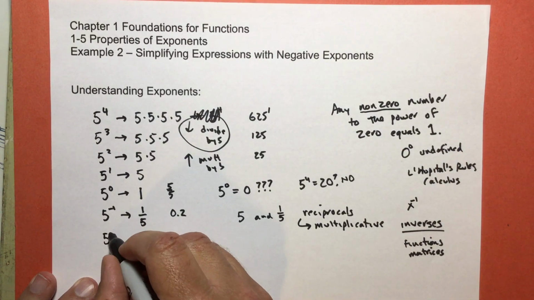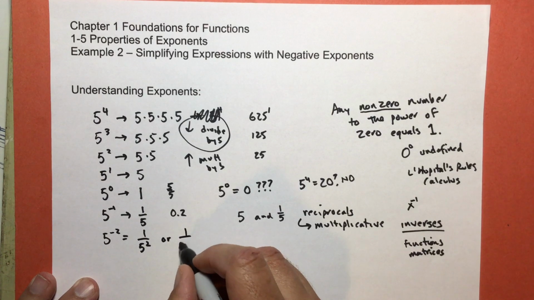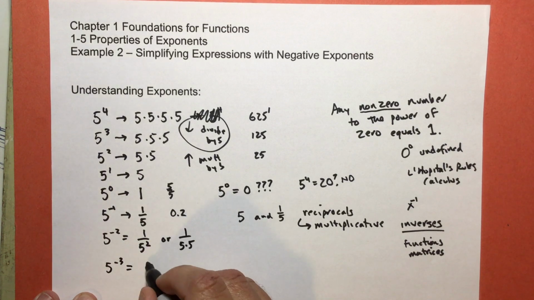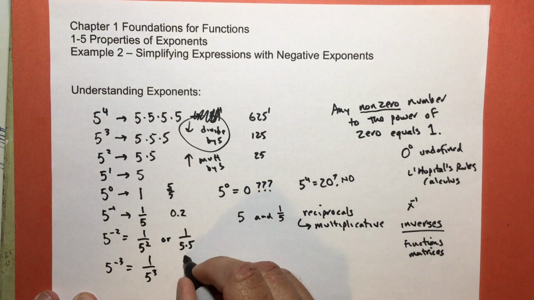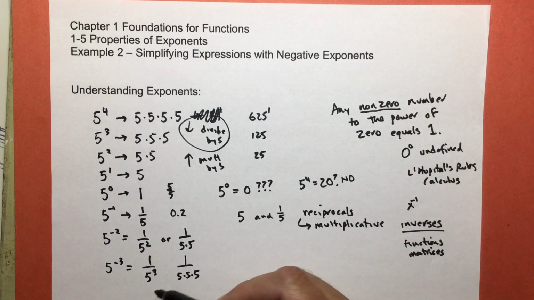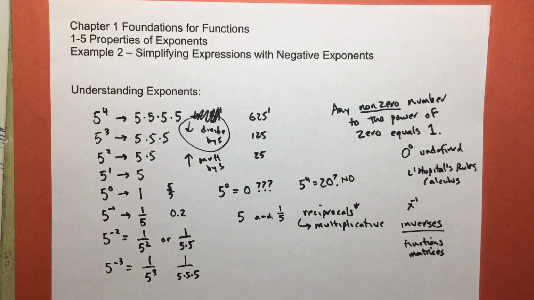5 to the negative 2 power is 1 over 5 squared, or you can say 1 over 5 times 5, or you can even say 1 over 25. And 5 to the negative 3 power is 1 over 5 to the third power, or 1 over 5 times 5 times 5. So every time you divide by another 5, you're going to put more 5s in the denominator. So basically, if I have a negative exponent, I'm going to end up with a reciprocal. So the negative exponent just flips, to use a really crude way of saying it, just flips the number, right?